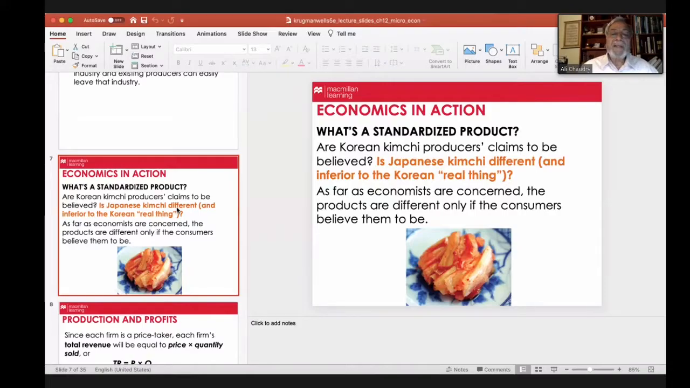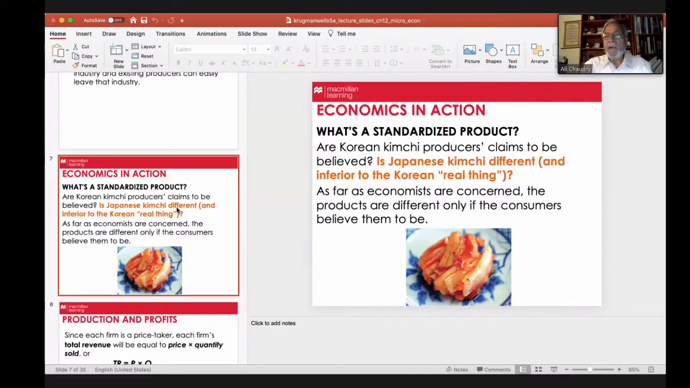All right, now let's take a look at some more specific definitions. What is a standardized product? What do we call a commodity? And the advertising by different producers might say that they are the ones who are the best, and that they're different from others. Different kind of sushi, for example, being advertised by Korean restaurants versus the Japanese.